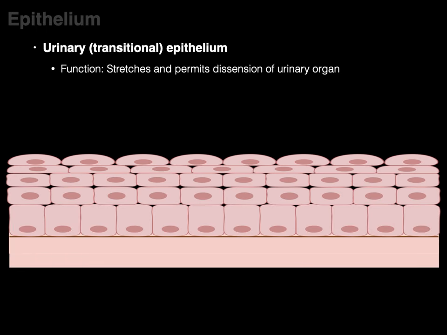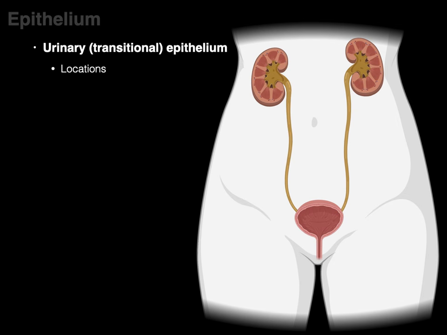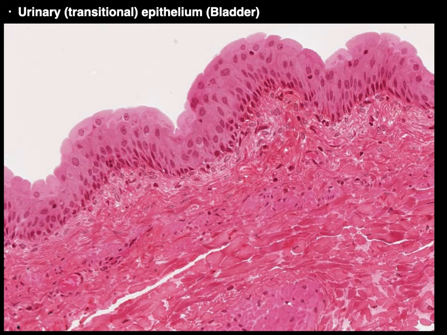Beginning of the movie, end of the movie. And so the locations are basically the urinary system: the ureter, the bladder, and the proximal urethra. The distal urethra will be stratified squamous.